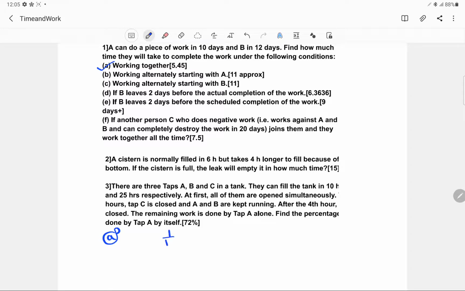So 1 day work of A would be 1 by 10, 1 day work of B would be 1 by 12. If you add it up, because they both will be working on that day, the amount of work they end up doing is 22 by 120, which is nothing but 11 by 60. This is the amount of work they are doing working together in 1 day. So what would be the number of days? Of course 60 by 11, and it has to be very quick.